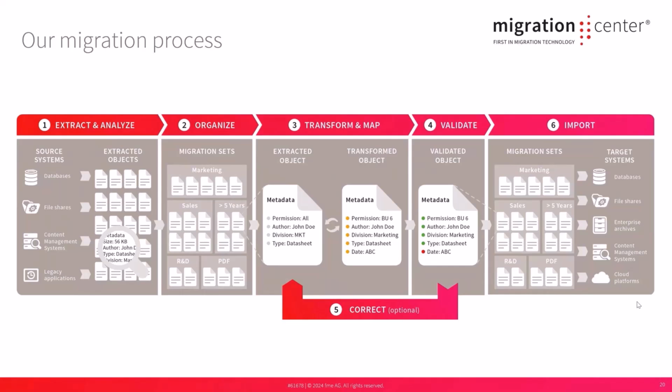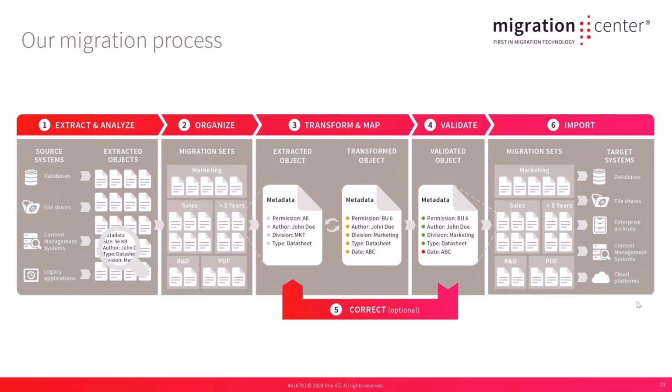Then you can classify or organize the documents into migration sets. What we call a migration set is just a group of documents which have something in common. That can be any attribute. In the real world, examples are marketing, by department, sales, or you can also use technical information like extension or created date or whatever.